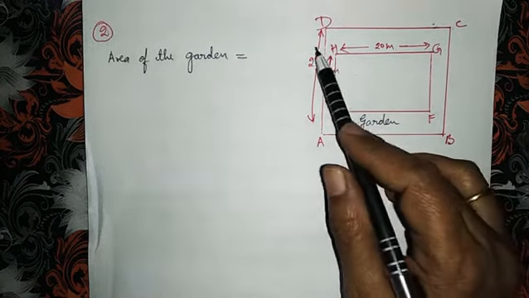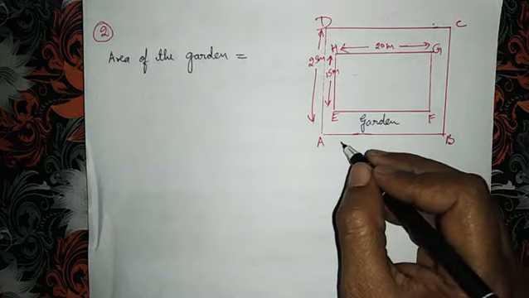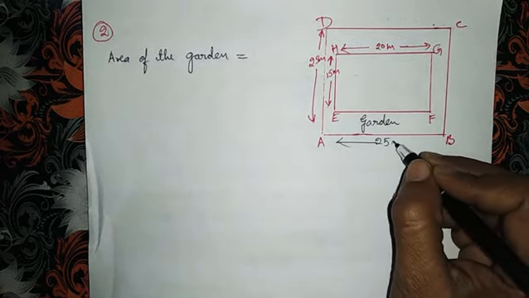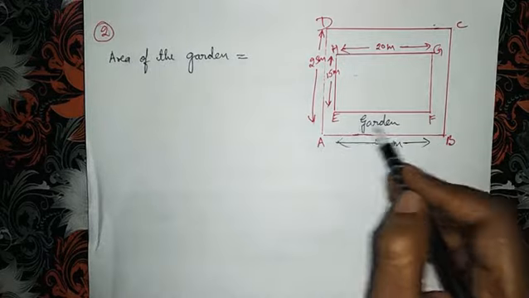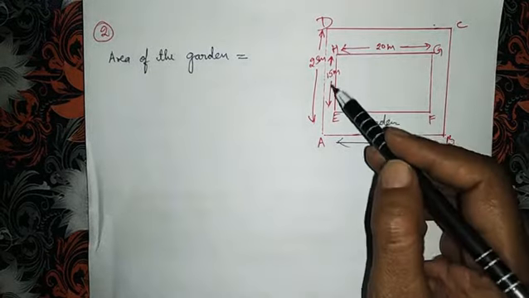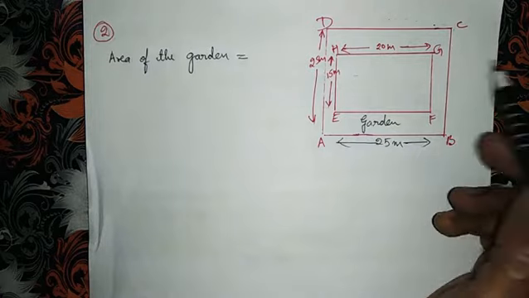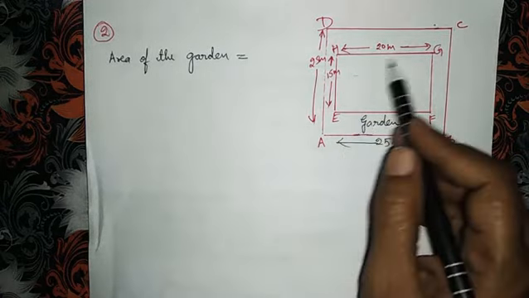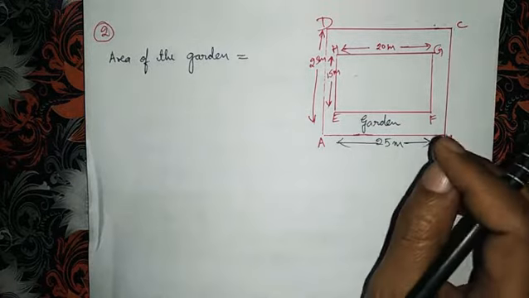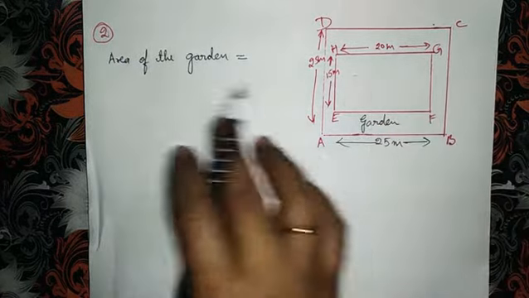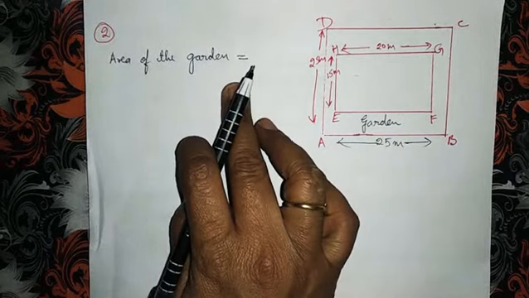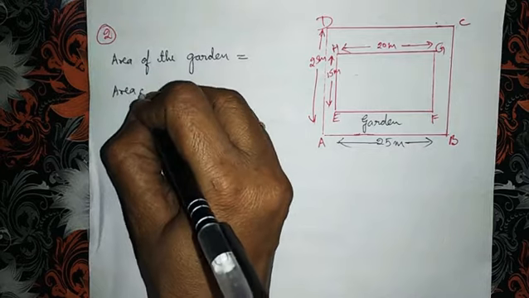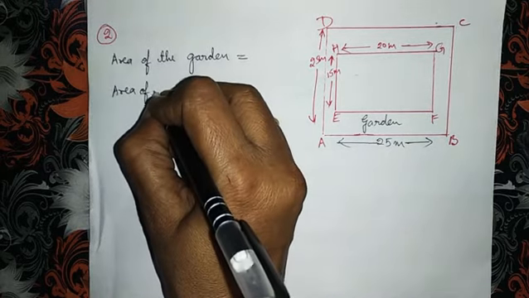You can see length and breadth both are the same for the plot, so you can say plot is square shaped and the garden is rectangular shaped. Okay, because its length and breadth are different. Okay, both are different. Now area of the garden we will find. For this we will do this.